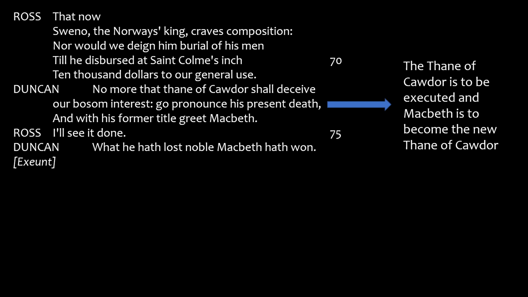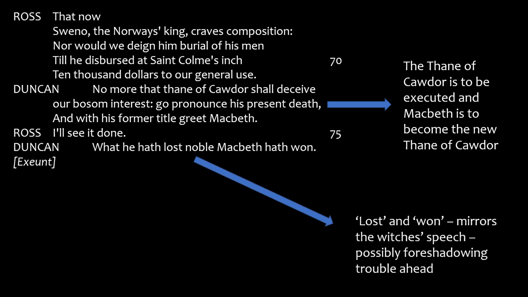So what we've got here then is that the Thane of Cawdor is going to be executed by Duncan, and Macbeth is to become the new Thane of Cawdor. Now it's interesting that you've got this little bit of rhyme going on here, which almost mirrors what the witches were doing with their rhyme. So it's almost like this is linking to what happened with the witches. The witches have made predictions about Macbeth, and here again we've got that rhyme which almost sounds a bit like the witches. Yes, it's Duncan saying it, but the audience would have picked up on that.